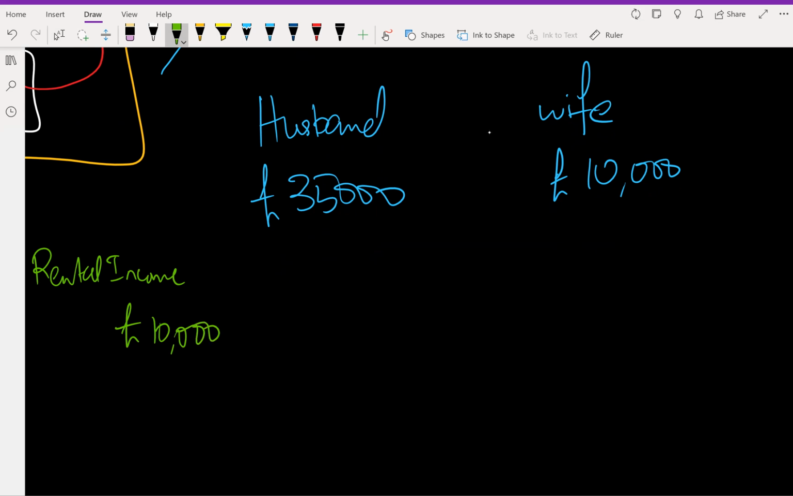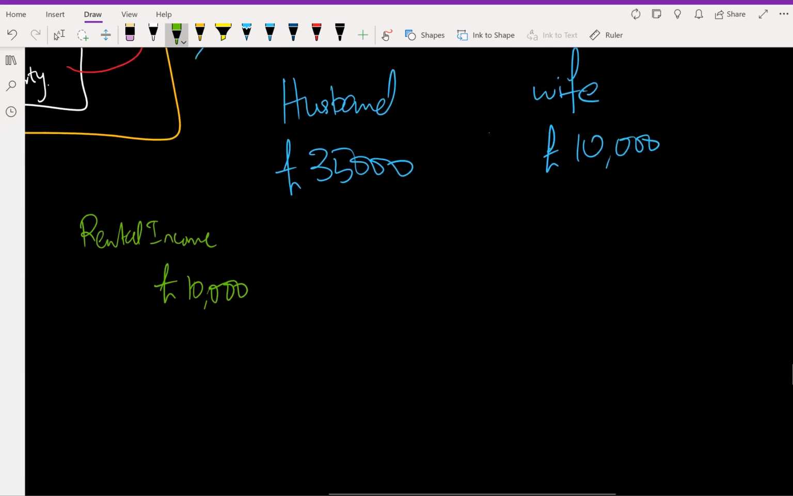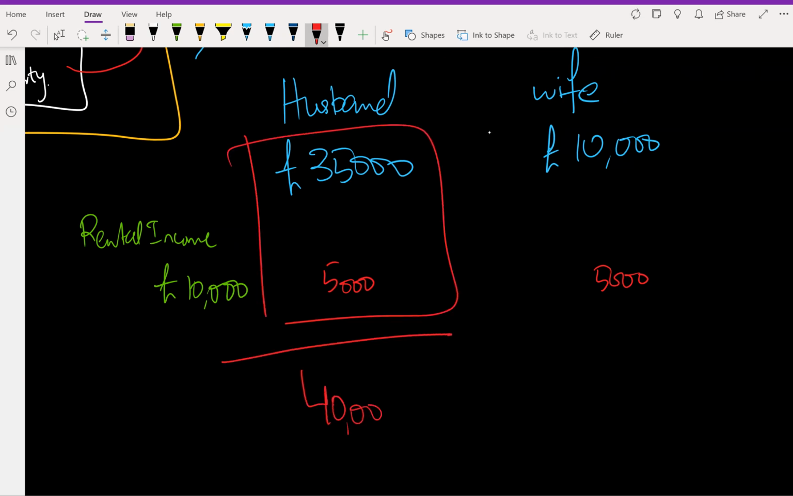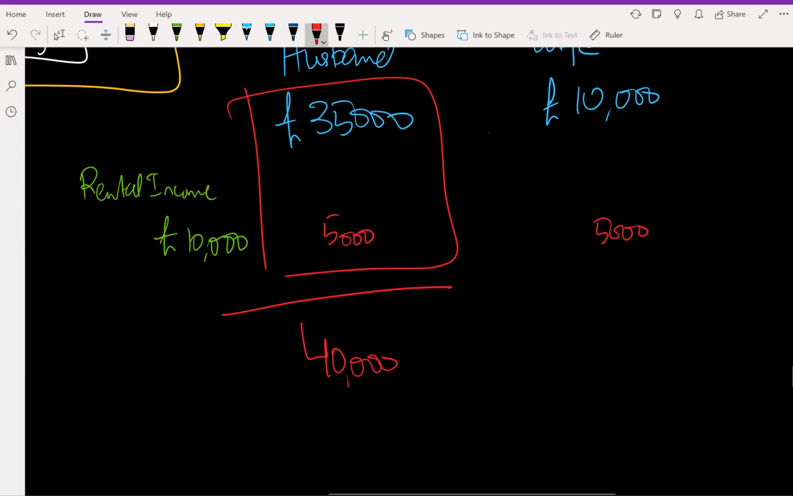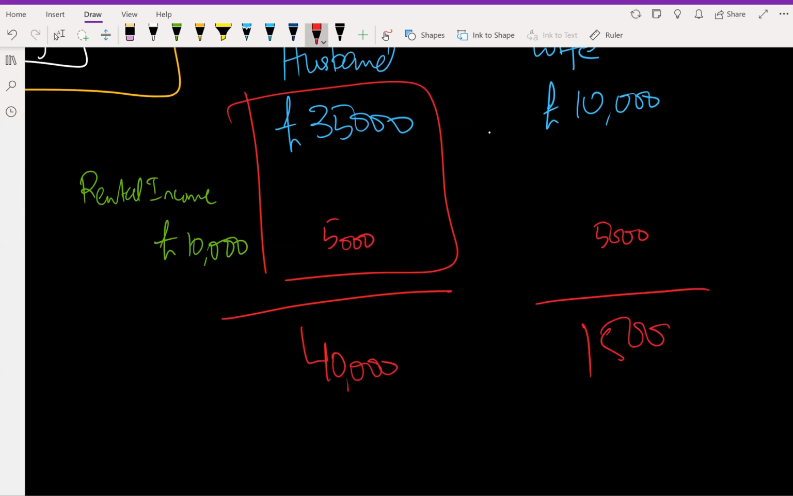Now, if we stick to the default percentage, that means 50-50. So in this situation, 5,000 over here and 5,000 over here. Who's paying tax at the higher rate now? Husband, because his total income is now 40,000. I'm assuming this as taxable income right now. Forget about the personal allowance. So 40,000 taxable income, and in this situation the wife's is just 15,000, right?